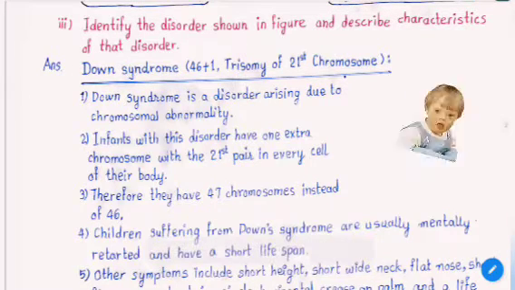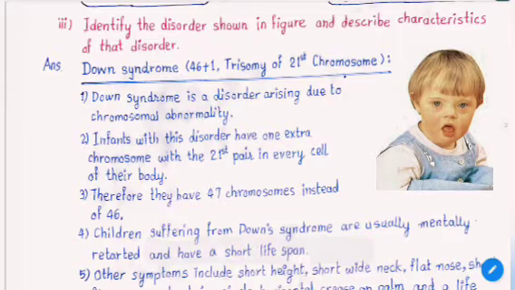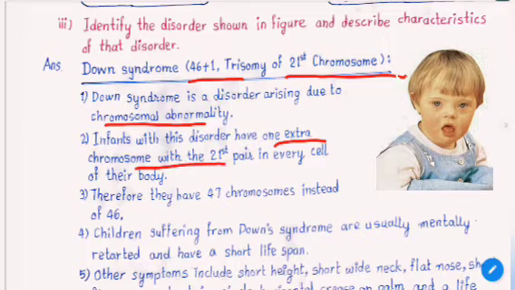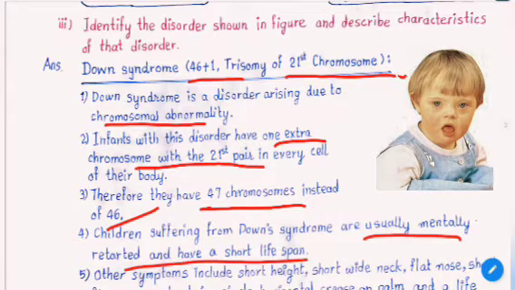Now the third question is identify the disorder shown in the figure and describe the characteristics of that disorder. This is Down syndrome, that is 46+1, trisomy of the 21st chromosome. Down syndrome is a disorder arising due to chromosomal abnormality. Infants with this disorder have one extra chromosome with the 21st pair in every cell of their body. Therefore, they have 47 chromosomes instead of 46. Children suffering from Down syndrome are usually mentally retarded and have a short lifespan.